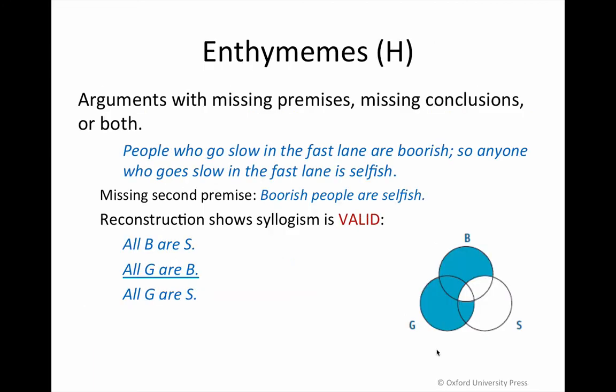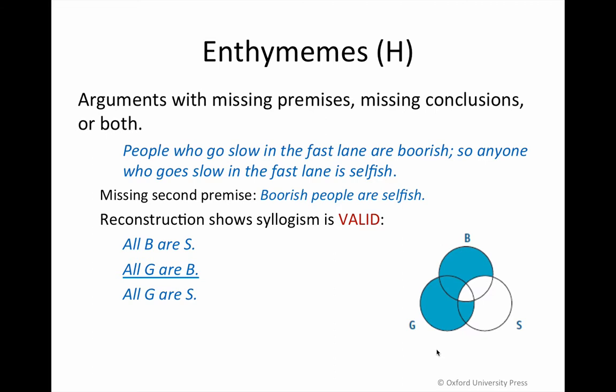Now let's take a look at arguments that are incomplete. You've already seen these in Chapter 1. The goal here is to supply the missing premise or conclusion. More specifically, you want to complete the argument so that it is valid.